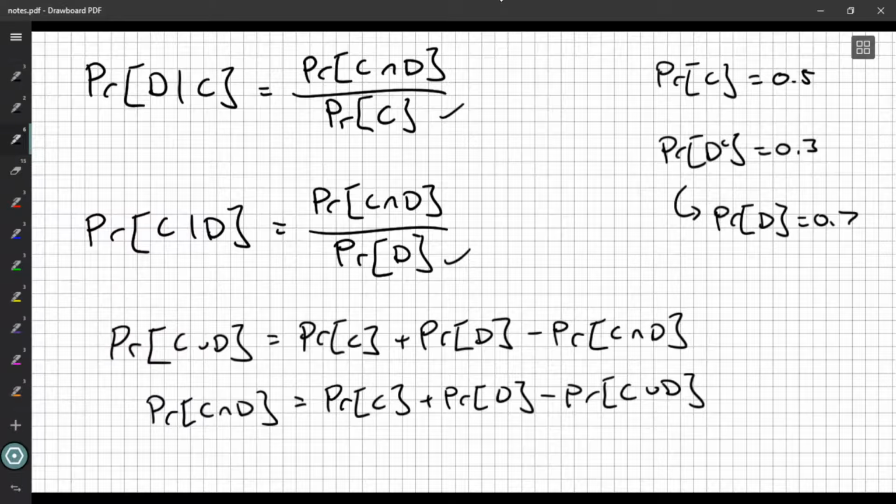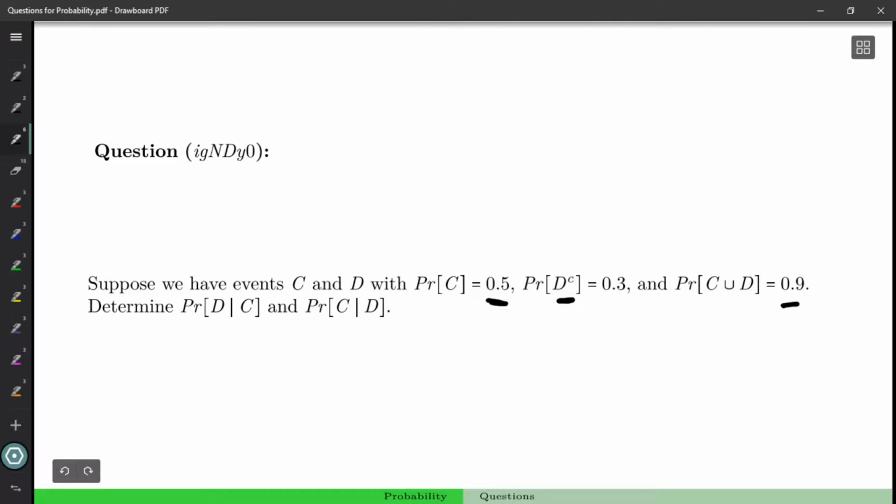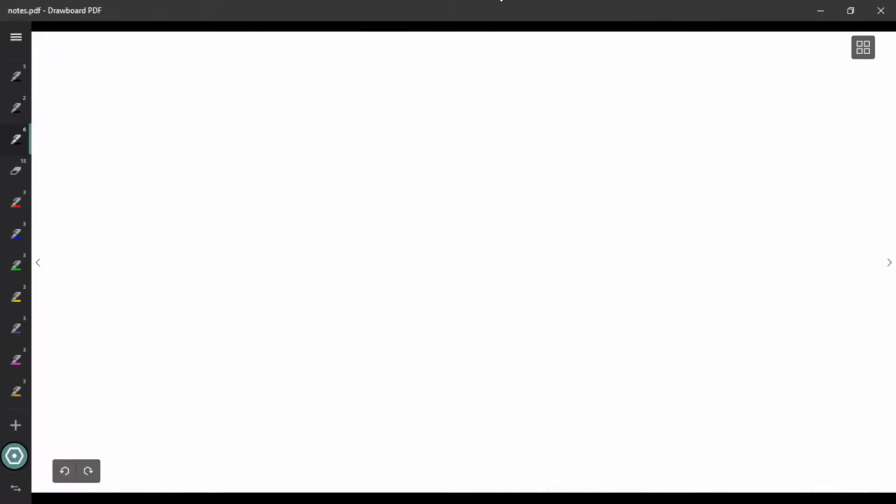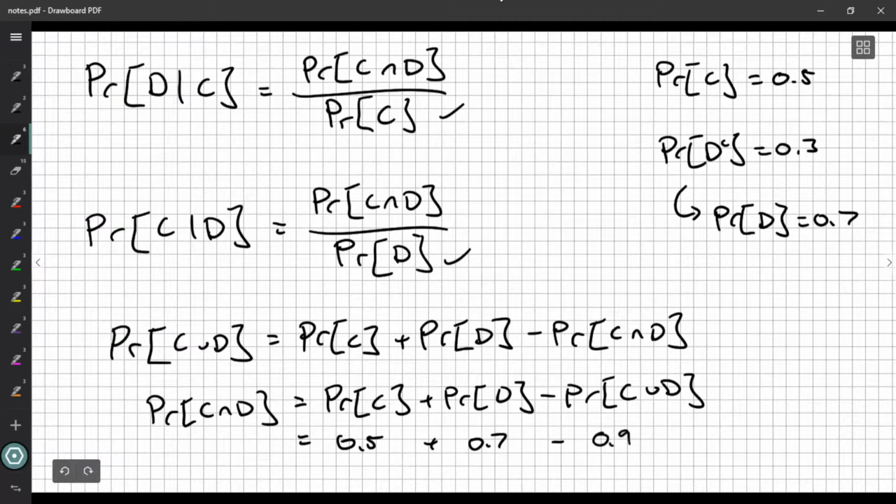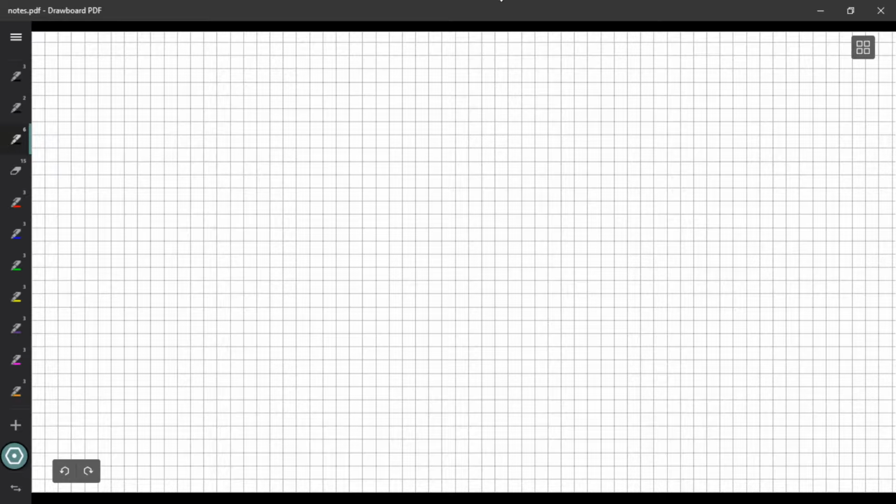So C, 0.5, plus D, 0.7, minus the probability of the union, which was 0.9. 1.2 minus 0.9, 0.3. So we'll have 0.3 on the top for both of them, 0.5 on the bottom for one, and 0.7 on the bottom for the other. But it does matter which one. It really does matter, the order. That's one of the things I think people tend to screw up most with conditional probability.